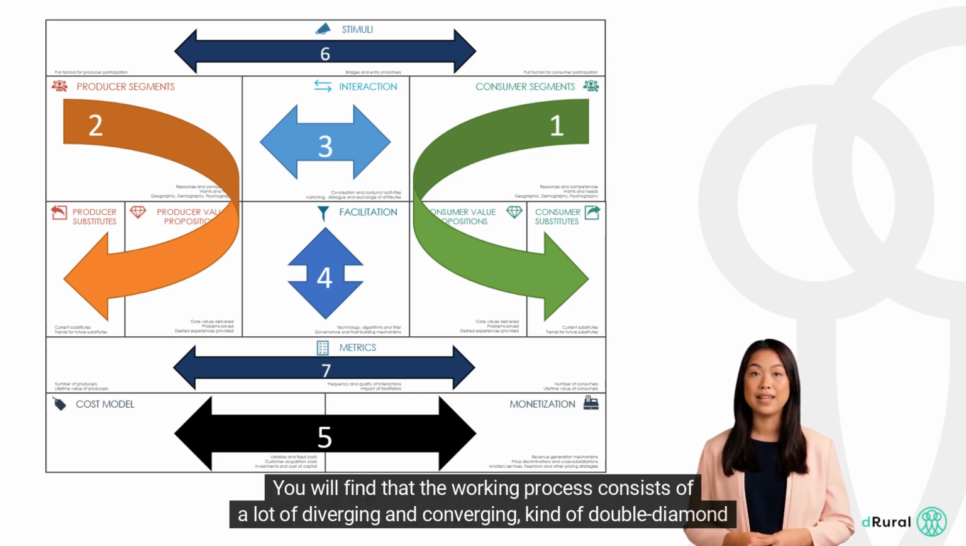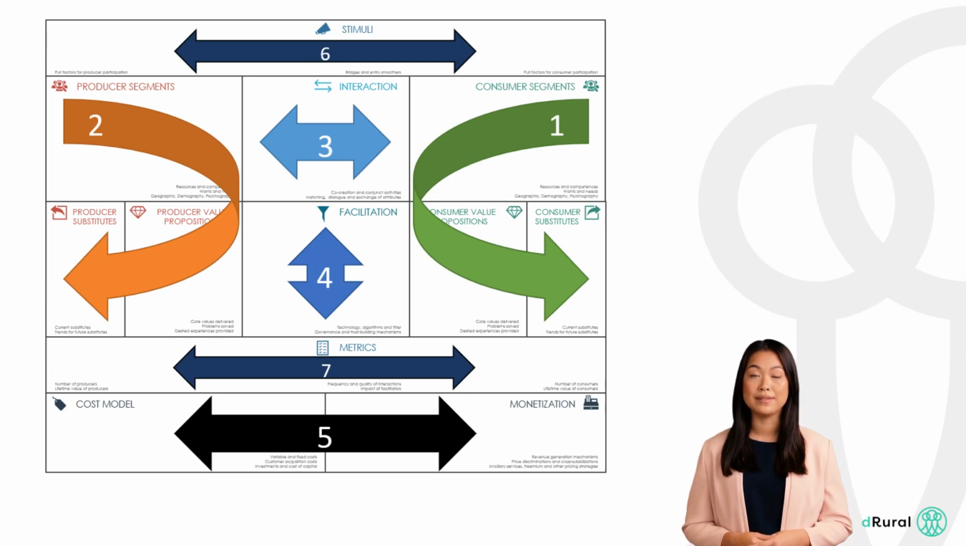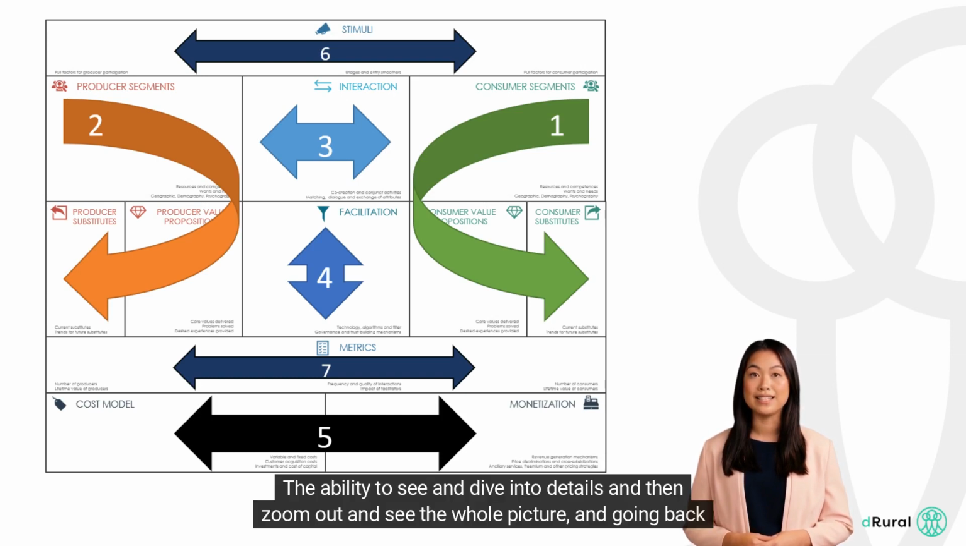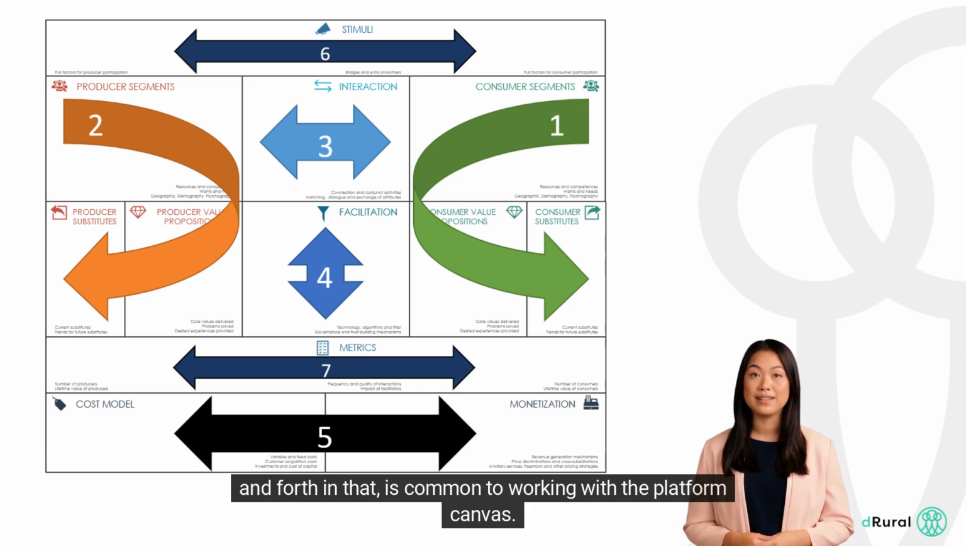You will find that the working process consists of a lot of diverging and converging, kind of double diamond approach, if you are familiar with that. The ability to see and dive into details, and then zoom out and see the whole picture, and going back and forth in that, is common to working with the platform canvas.